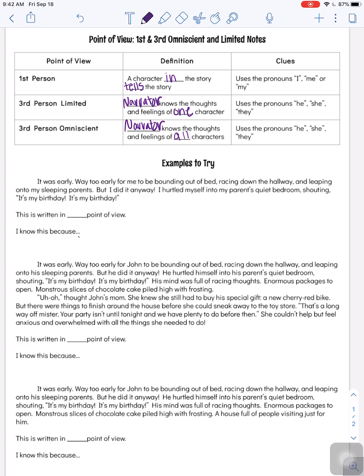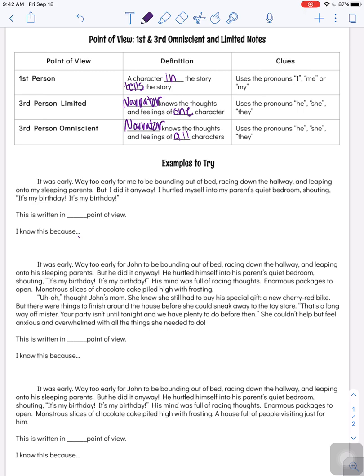So to review, the first person point of view is when a character in the story tells the story. Third person limited point of view is when the narrator knows the thoughts and feelings of one character. And finally, third person omniscient is when the narrator knows the thoughts and feelings of all characters.